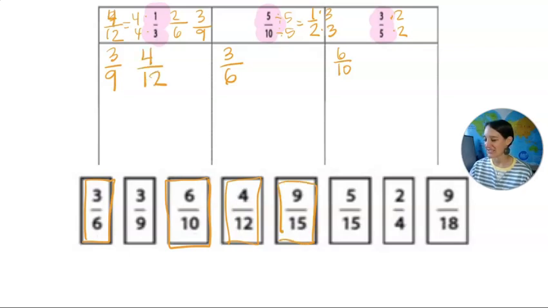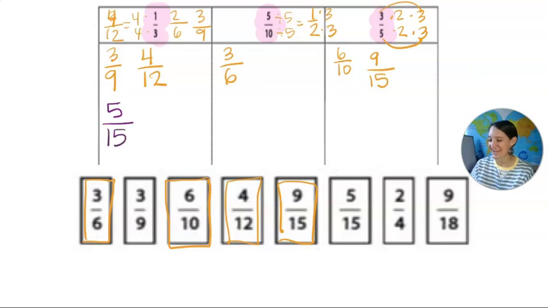9 to 15, if I times both of these by 3, 3 times 3 is 9, 5 times 3 is 15. We got 9 to 15. Kind of cool, huh? Could you figure out the other ones? 5 to 15 would go right here because I could times both of those by 5. 2 to 4 will go right here because I could times 1 to 2 by 2 and get 2 to 4. And then 9 to 18 also goes right there.